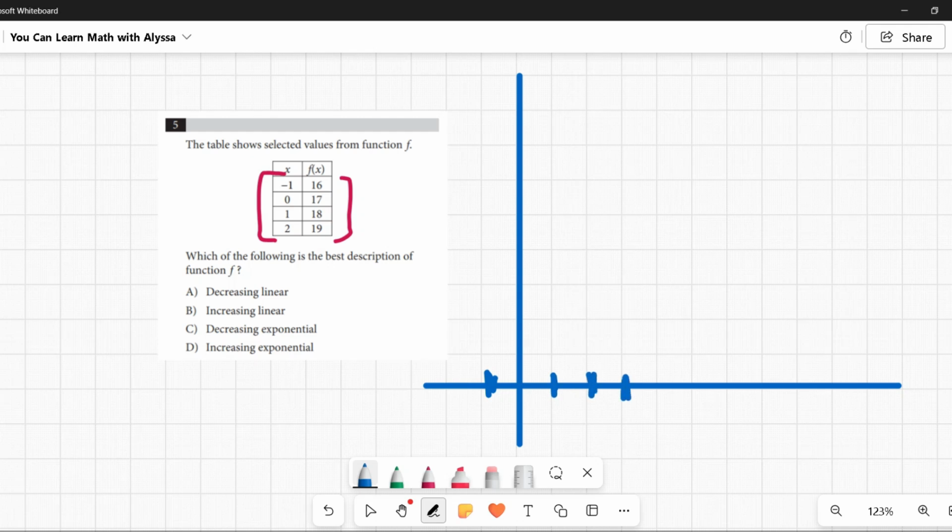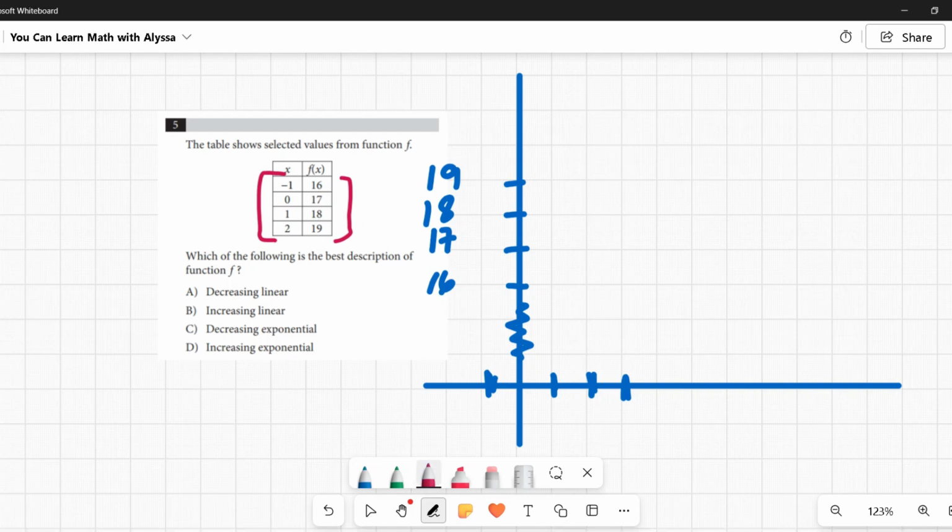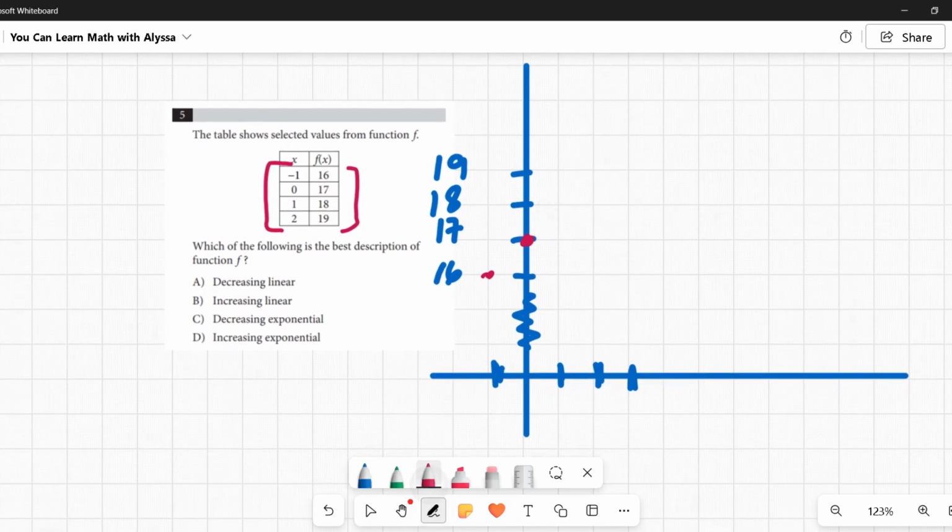Now I'm going to skip some numbers, with a little symbol to show that. And then I'm going to have 16, 17, 18, 19. And let's see what's happening here. So my first point is -1, 16. Then I have 0, 17. Then I have 1, 18. It does not like when I write dots. Microsoft Whiteboard. 1, 18 and 2, 19.